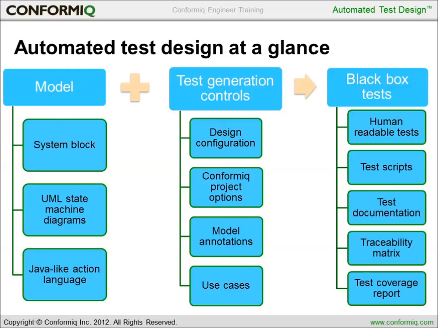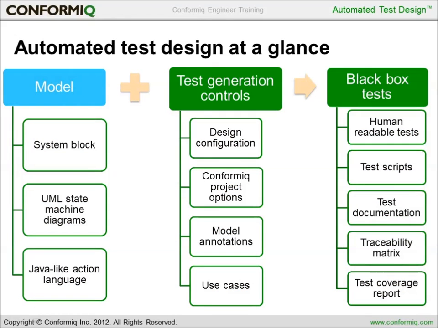In this part we will consider creation of a model, which consists of 3 building blocks: system block, UML state machine diagrams, and Java-like action language part. In all getting started videos, our system under test is a simple calculator. This is just an example. Watch one of our demos to see other, more complex examples.